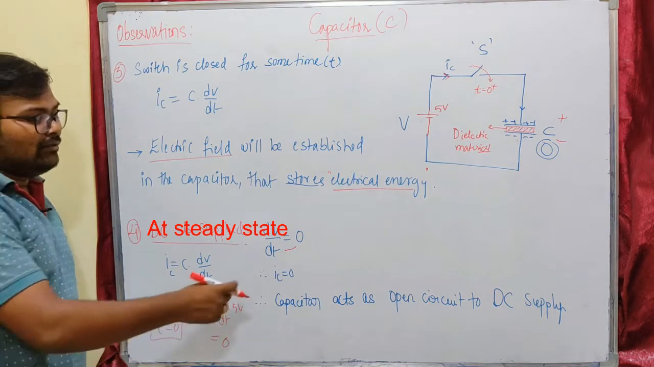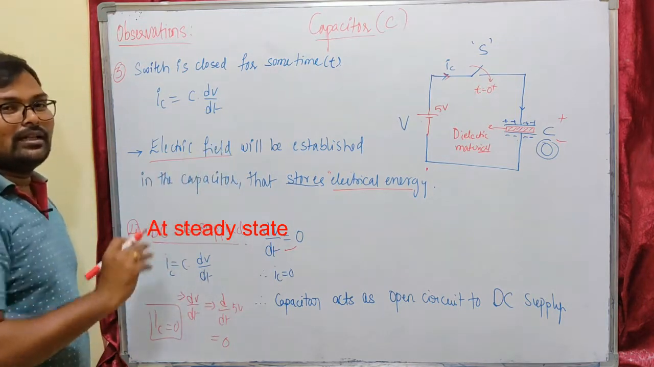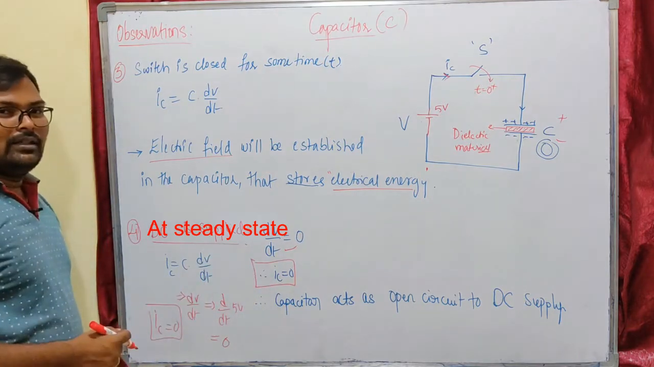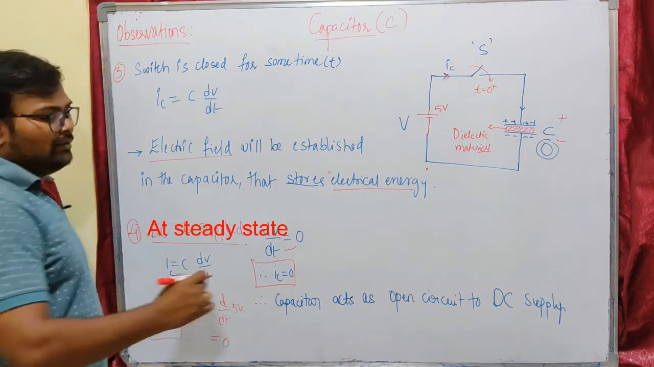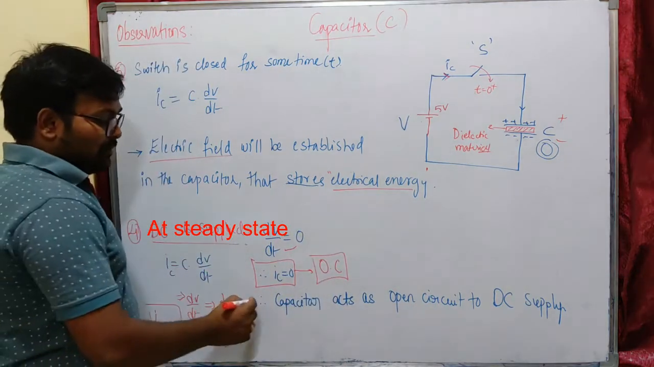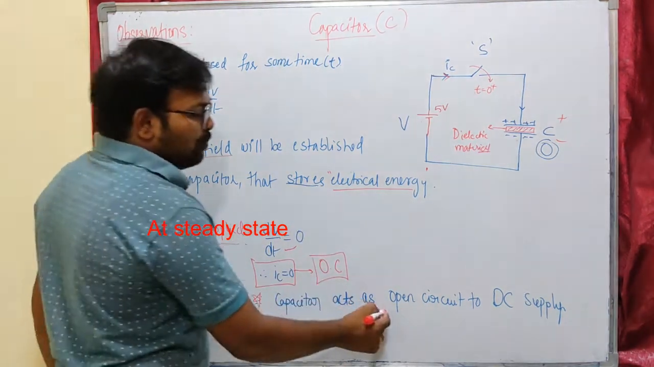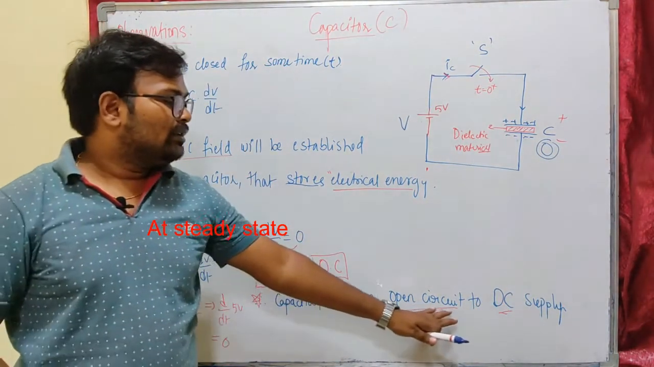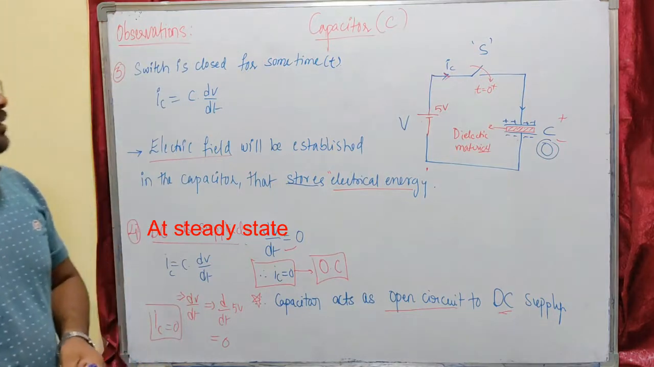So what is the condition if current is 0? That means the circuit is treated as an open circuit. As I told you earlier, if current is 0 in the circuit, that circuit is treated as an open circuit. That means IC is 0 means the circuit is open circuit, OC. That means the capacitor acts as an open circuit network to a DC supply. So this is about the behavior of the capacitor.